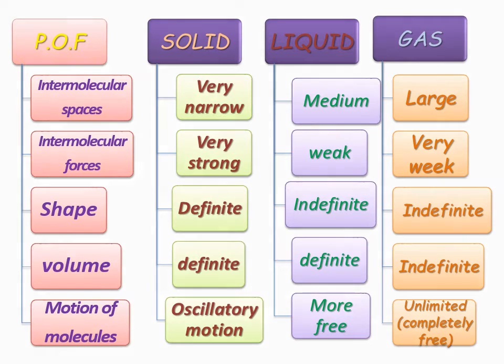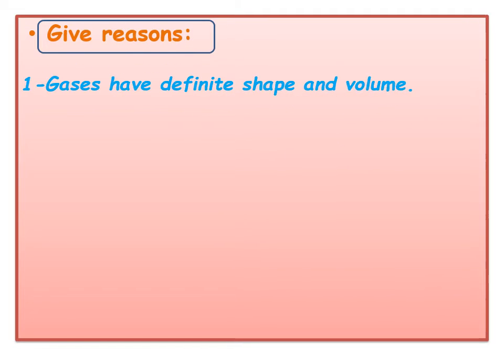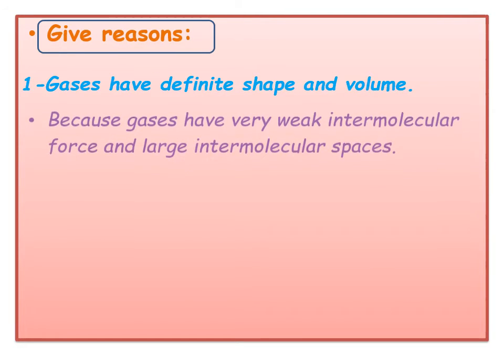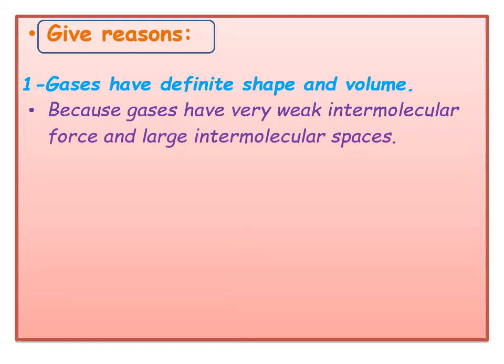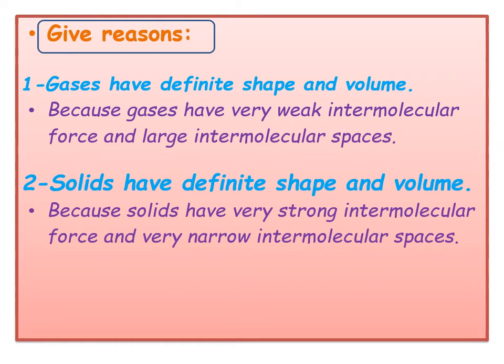Okay, middle one. Give reason: gases have indefinite shape and volume because gases have very weak intermolecular forces and large intermolecular spaces. Solids have definite shape and volume because solids have very strong intermolecular forces and very narrow intermolecular spaces.